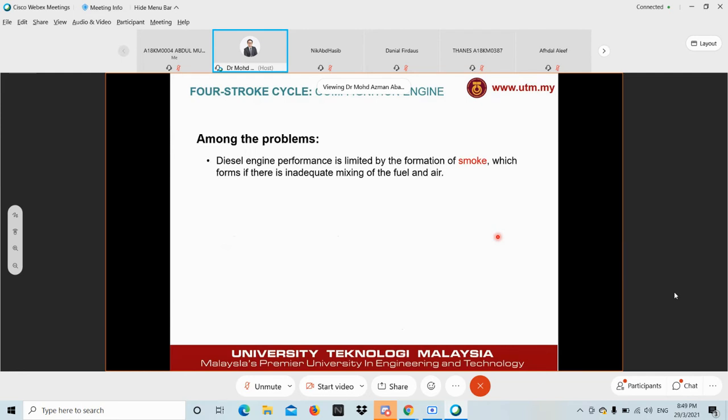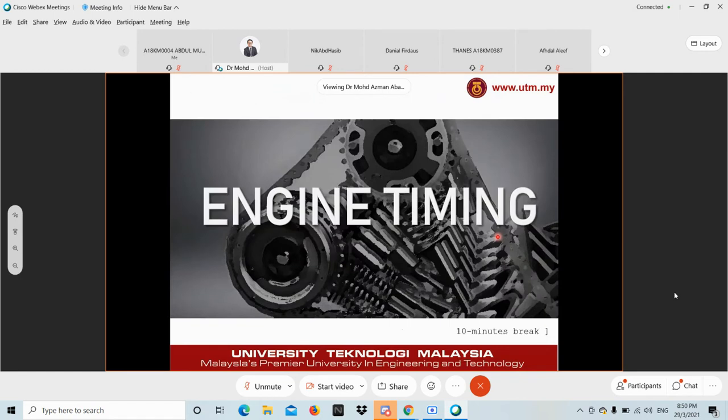So let's talk about the main problems, or among the main problems, of the CI engine. Diesel engine performance is limited by the formation of smoke, which is why lorries and commercial vehicles, if you notice, produce lots of black smoke, which forms if there's inadequate mixing of the fuel and air. So in other words, the smoke produced by diesel combustion is not very pleasant. So there you have the CI engine. Okay, any questions so far before we go for a 10 minute break?